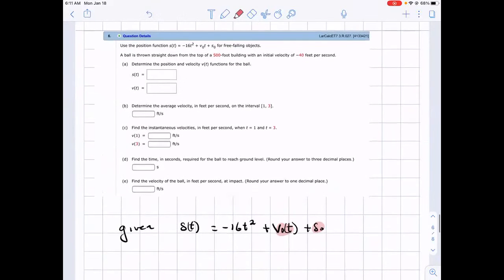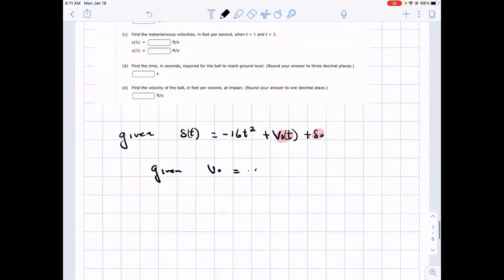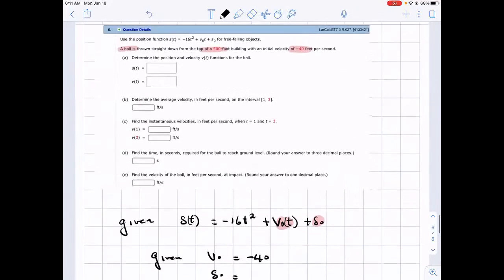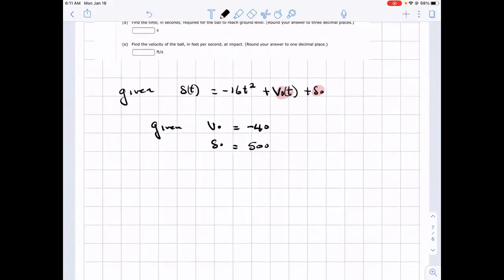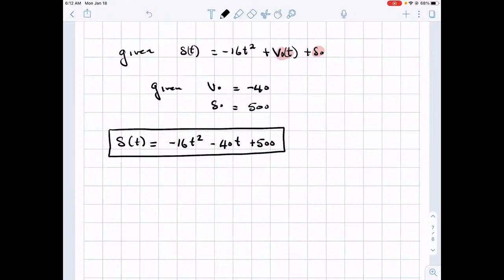So the ball is thrown straight down from the top of a building that's 500 feet high at an initial velocity of minus 40. So for this problem, v0 is given to you as minus 40. S0 is given to you as a 500 feet high building. That's where you are. You're on top of the building, so you're 500 feet high. So s of t, the position function, will be minus 16t squared minus 40t plus 500 in this example, because this building was 500 feet high. So this is your position function when you're on top of the building.